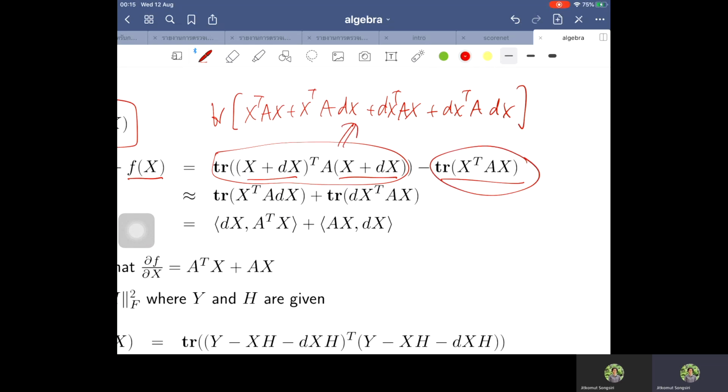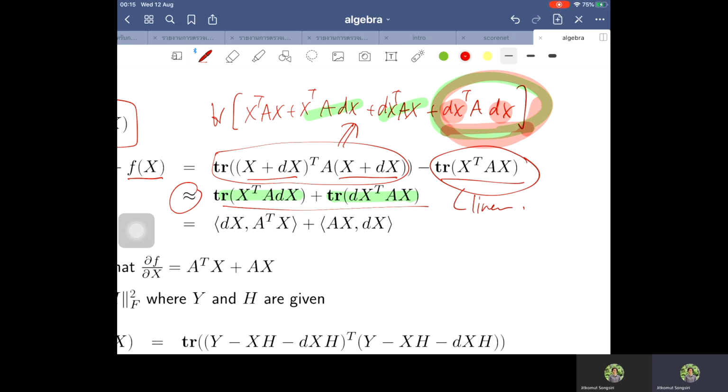When you subtract trace x transpose Ax, now you're going to have this, and this. So the green term is this, but then you see the orange term. The orange term is dx transpose A dx, so it is quadratic in dx. That's why in the second line, I extract only the terms that are linear in dx, and I consider this term as a higher order term.